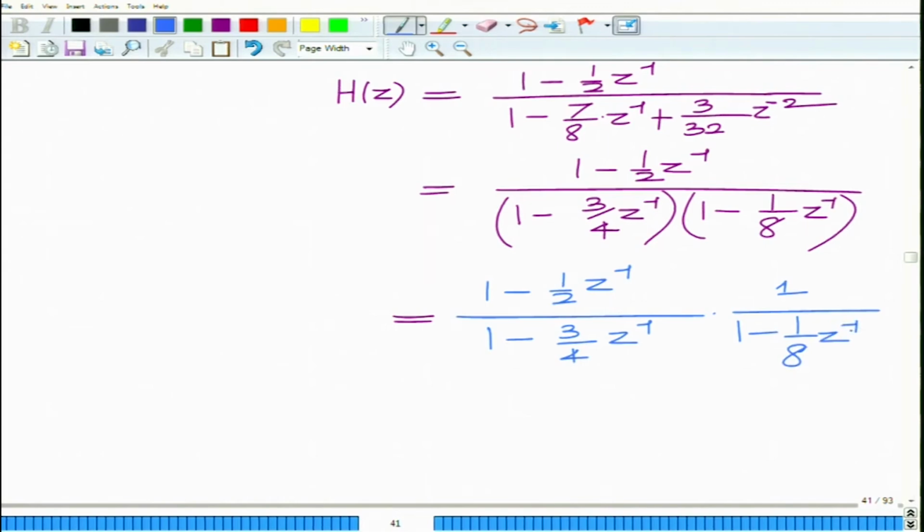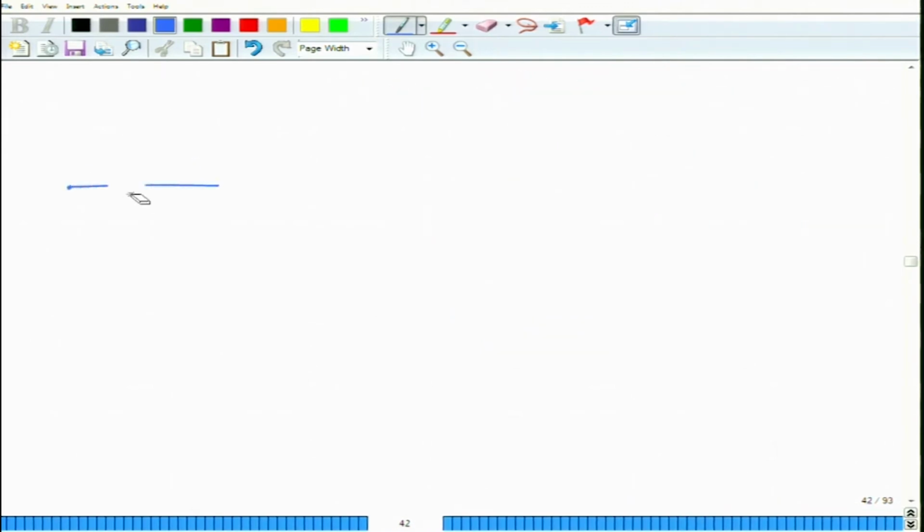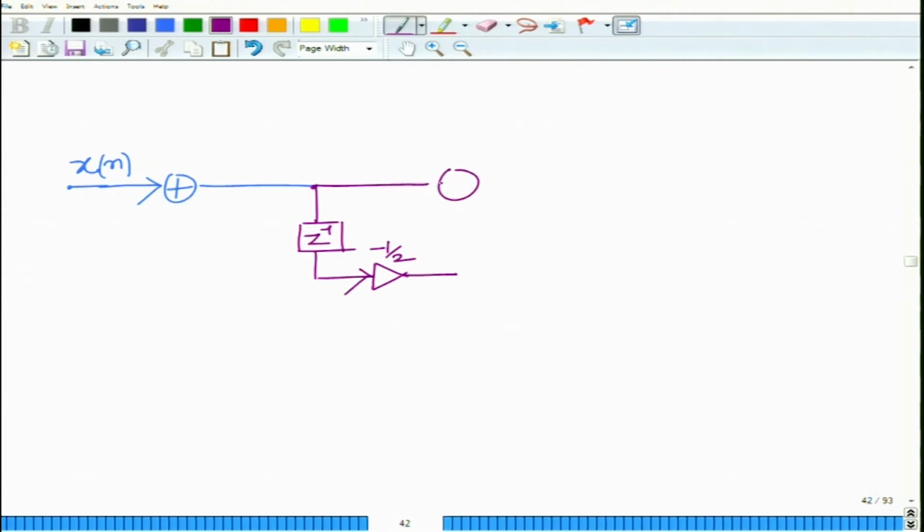So, both of these are first order factors, and the representation is as follows. We have this x of n, and that will go here, you have a delay Z inverse, and here you have the gains that are basically minus half, and here you have the gain that is 3 by 4, and that is going inside the adder, correct.